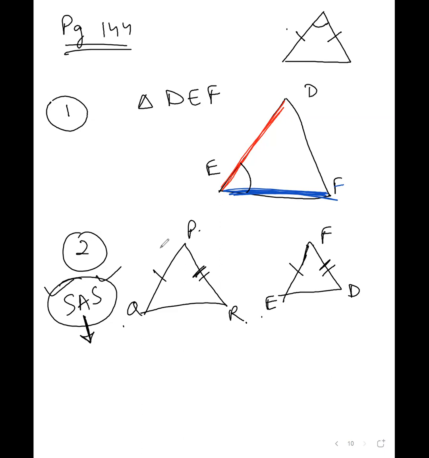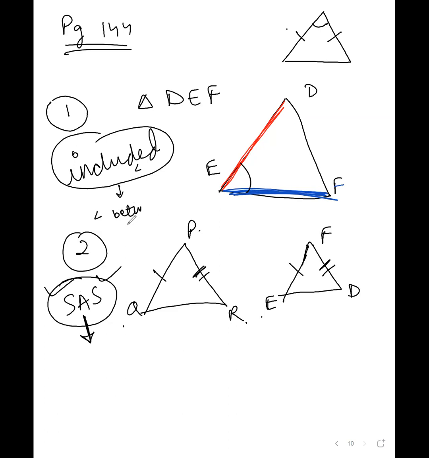Wait a second. Look at SAS. What does SAS mean? Side angle side. So you have two sides. What do you need? An angle. Which angle? Angle Q. Included angle. What does that mean? The angle that is between the two sides. How do we know that is between? You tell me which angle is between these two sides? Between PQ and PR, which is the angle between these two sides?